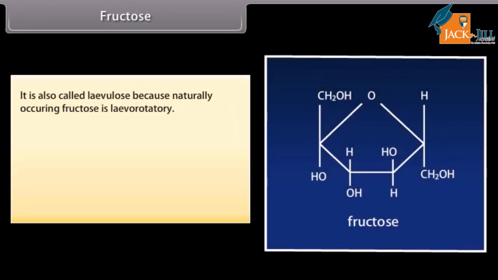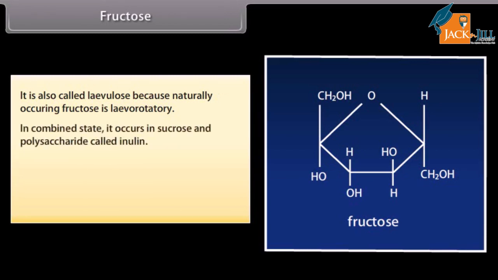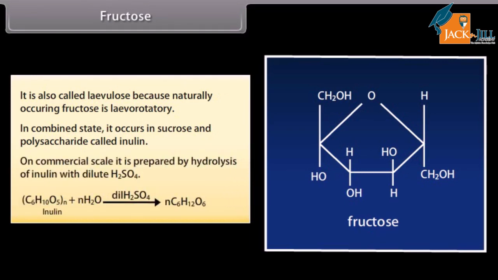It is also called levulose because naturally occurring fructose is levorotatory. In the combined state, it occurs in sucrose and a polysaccharide called inulin. On a commercial scale, it is prepared by hydrolysis of inulin with dilute H2SO4.